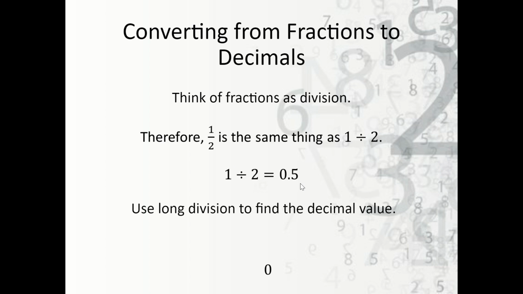We could also use long division to find the decimal value. So we could say 1 divided by 2. I put this as 1.0 because I know that 2 can't go into 1, so I know I'm going to have to include a decimal point here. Now I take this and say, how many times does 2 go into 10? Well, it goes into it 5 times. So this is 0.5. 2 times 5 is 10. 10 minus 10 is 0, so there's no remainder, so it's just 0.5. So I can use long division, or I can use a calculator to help me as well.